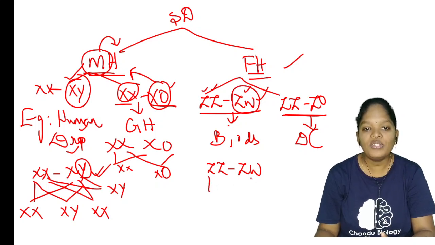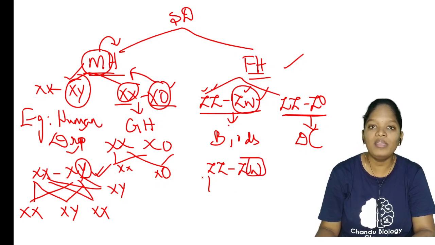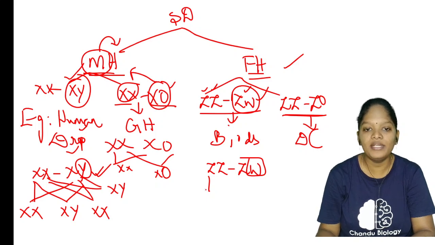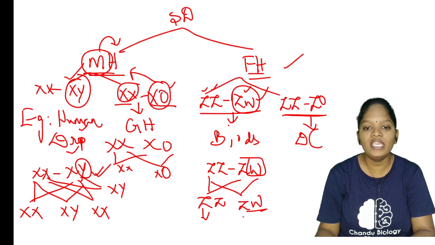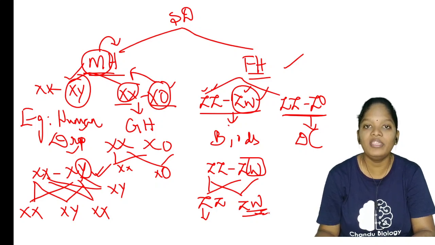So now, based on the presence or absence of this W, we are going to say whether this is a female bird or a male bird. If the Z is fused with the Z, it gives rise to the male bird. If the Z is fused with the W, they give ZW, and that is a female. So here in female heterogamety, the decider of sex will be the female.